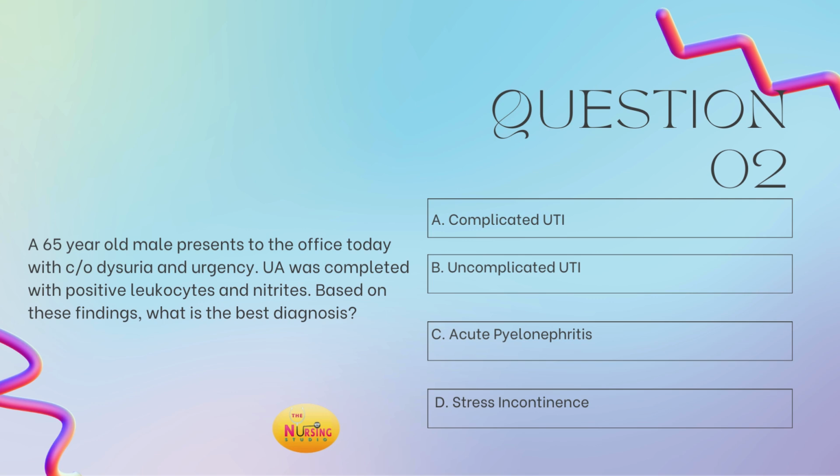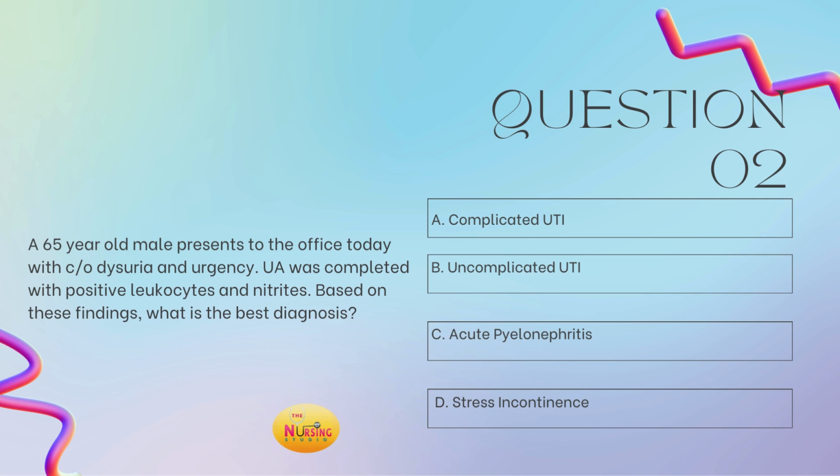Males and the elderly and pregnant women are considered categories of complicated UTIs. Due to male anatomy, it's considered complicated. This patient is also 65 years of age. Again, and y'all probably heard me say this in the past.